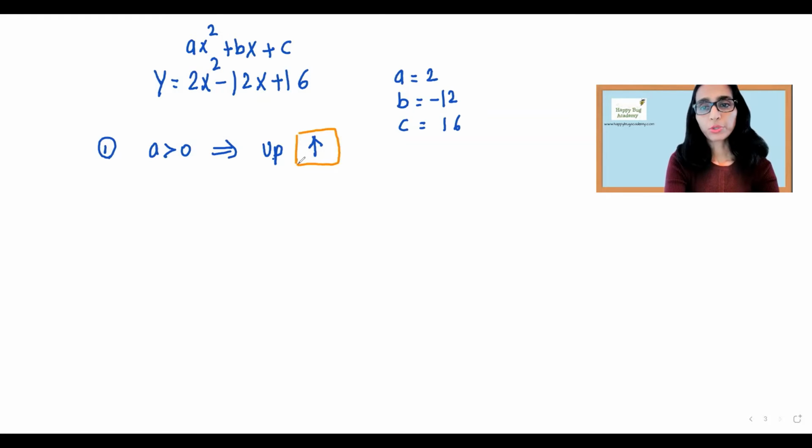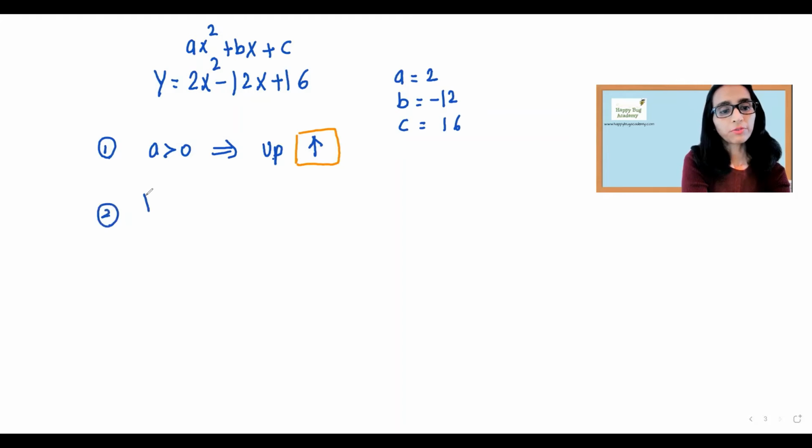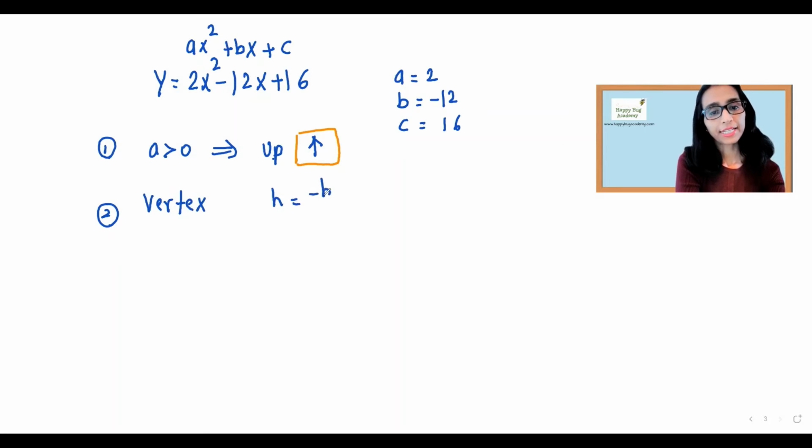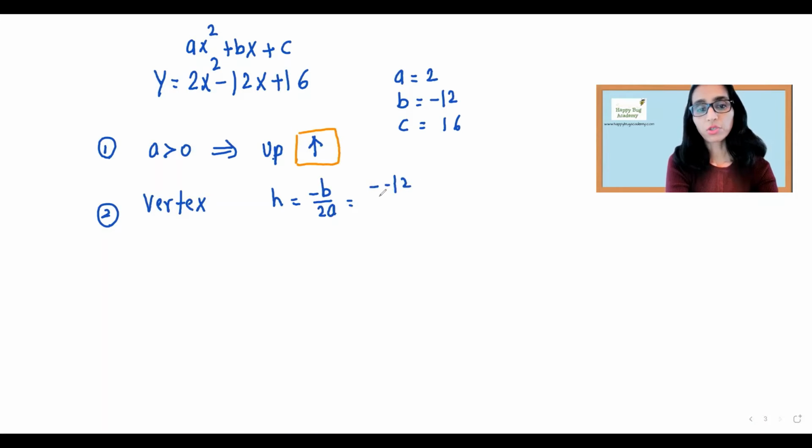For step number 2, we are going to find the vertex. And here is how you do that. H is given by negative b over 2a. In this case, b is negative 12. So negative 12 over 2 times 2, which is 4. And 2 negatives make 1 positive. So 12 over 4 is 3.